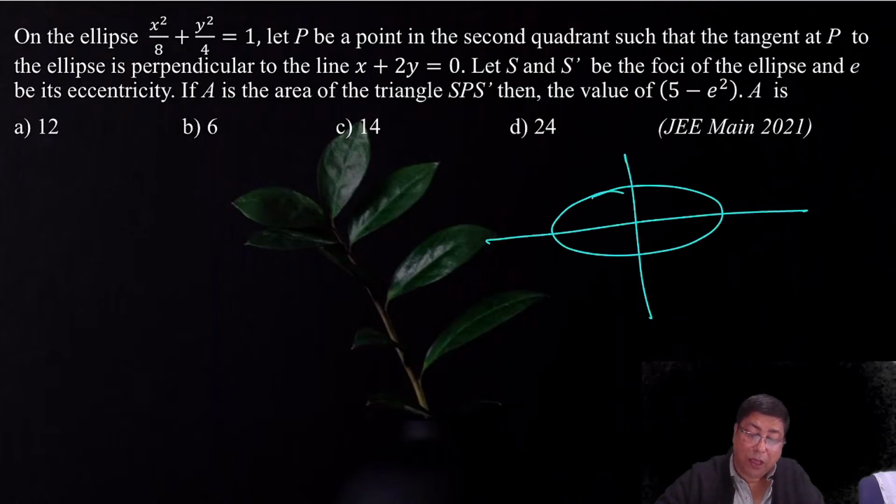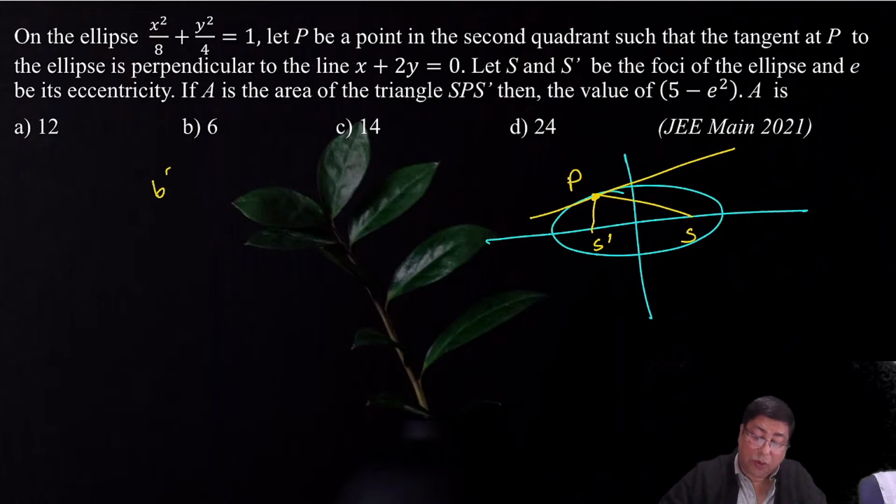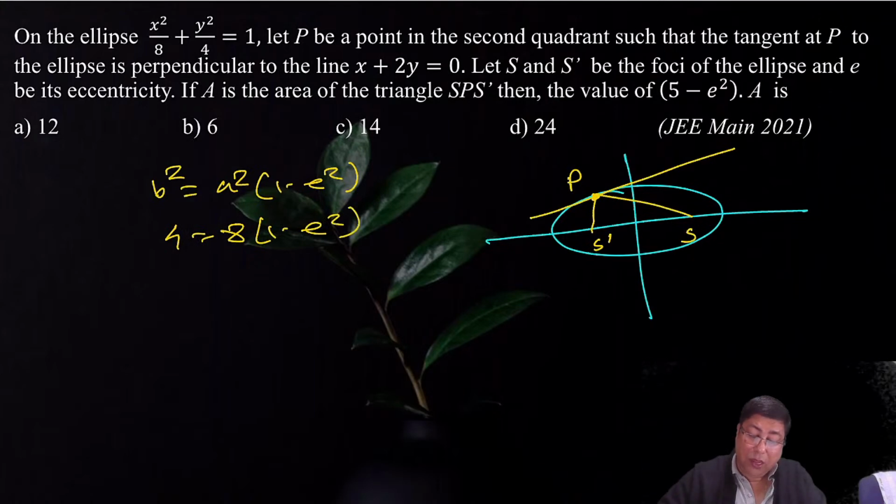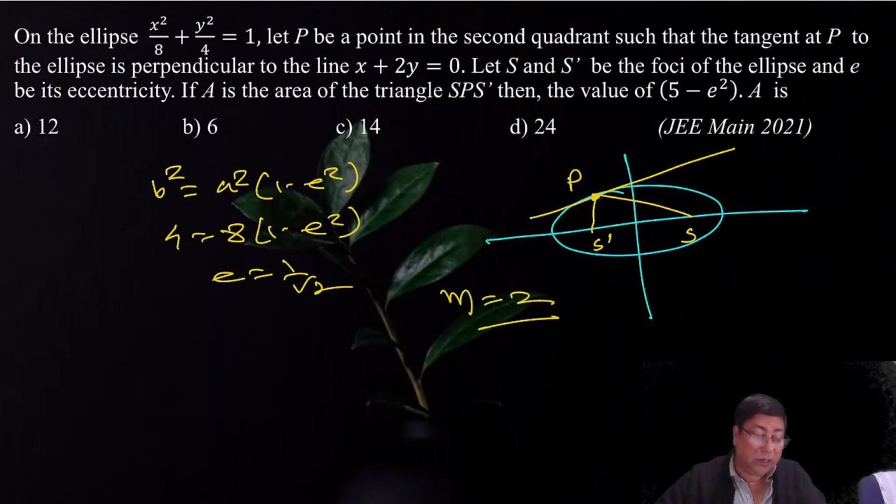P is a point in the second quadrant, with foci S dash and S. First of all, we have to get the eccentricity. So b square equal to a square into (1 minus e square), that we know, and therefore 4 equal to 8 into (1 minus e square). Therefore e square equal to what? Half. e equal to 1 by root 2. Also, the slope of the tangent at P is m, and m here is coming to be 2.